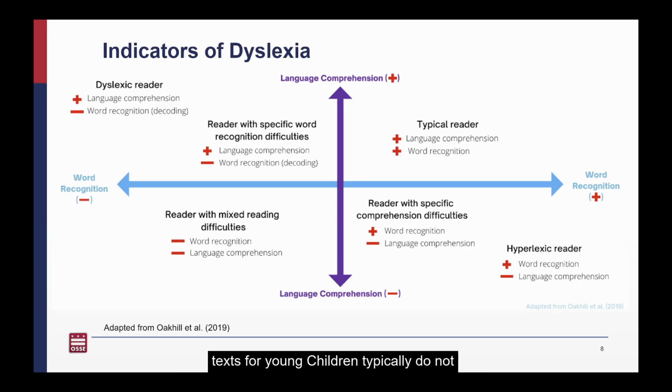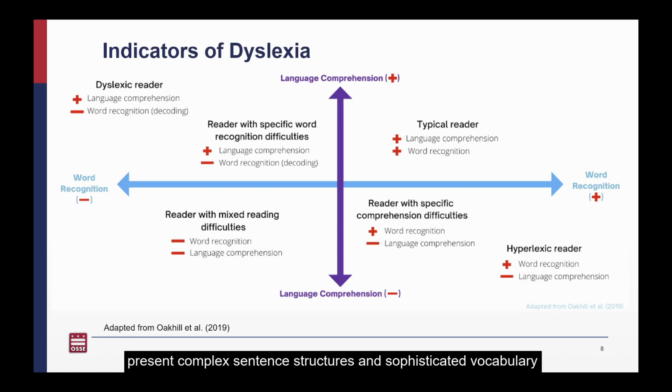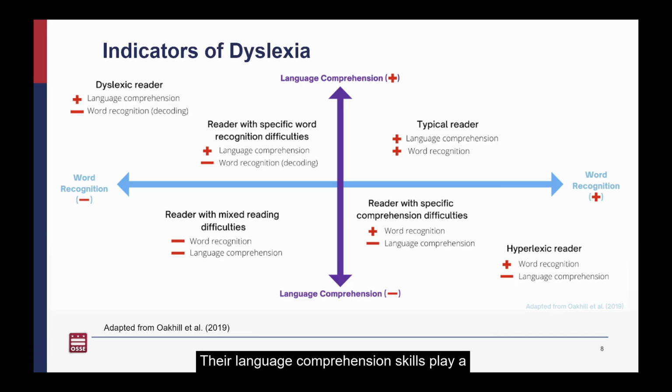Also, texts for young children typically do not present complex sentence structures and sophisticated vocabulary. As children become more proficient at decoding and develop a larger sight word vocabulary and lexicon, their language comprehension skills play a primary role in their reading comprehension.